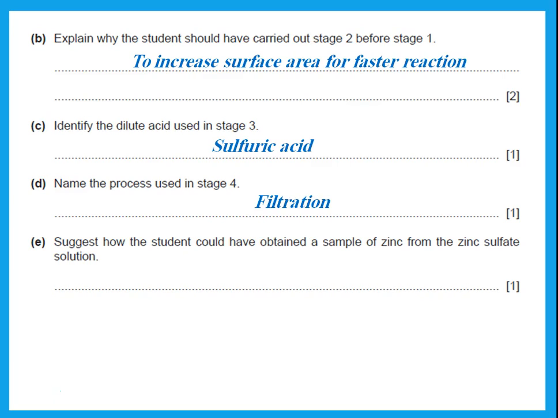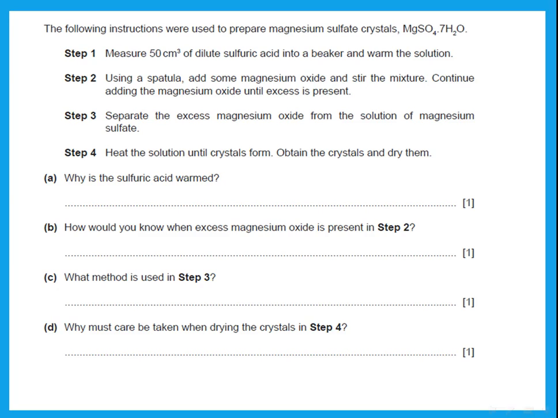Just how the students could have obtained a sample of zinc from the zinc sulfate solution. Okay, he has a zinc sulfate solution and he wants a sample of zinc. This is actually something that we haven't done yet, and I will just mention it: if you add a more reactive metal to a solution, it will displace the zinc. So if I add magnesium to zinc sulfate, remember when we're doing reactions, what plus zinc sulfate will give you zinc? Something like magnesium plus zinc sulfate will give zinc, right? Plus magnesium sulfate solution.